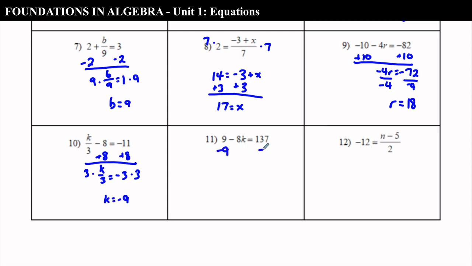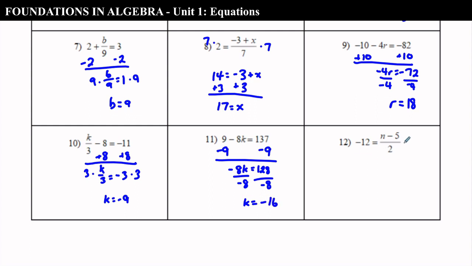Subtract 9 from each side on this one. You get negative 8k equals 137. Actually, no. Got to actually perform the operation. 137 minus 9 gives us 128. And now we're going to divide each side by negative 8. And that gives us k equals negative 16.